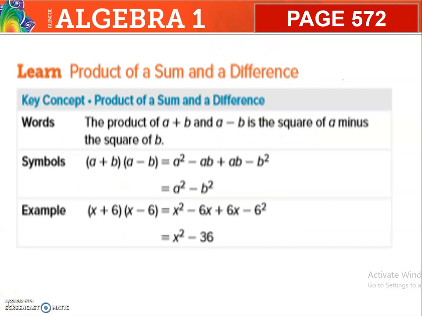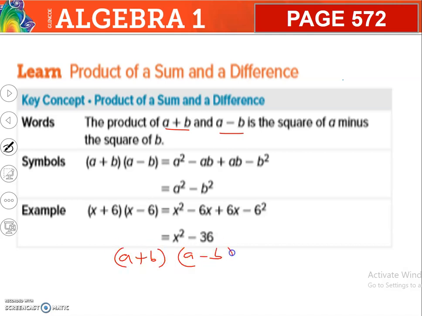Let us continue in finding the product of a sum and a difference. Now, product of sum and difference, a plus b and a minus b. So if we're multiplying the two, let us use the FOIL method. A plus b, a minus b. So a times a and a times minus b. So our answer becomes a squared minus ab.